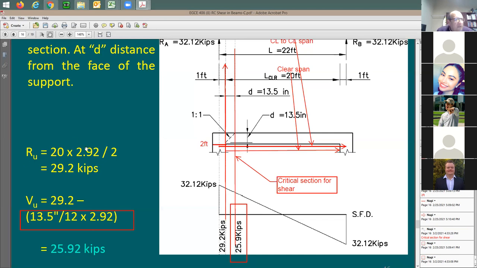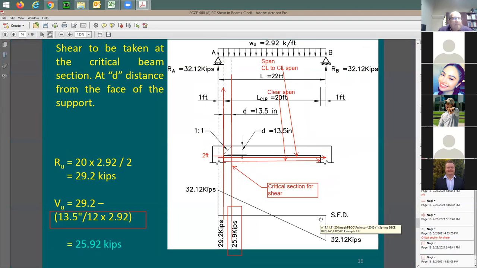This is just a method to find the shear at any given point. You can do it the way you want, as long as you get the right answer for the shear demand at the distance d away from the face of support. Any questions?